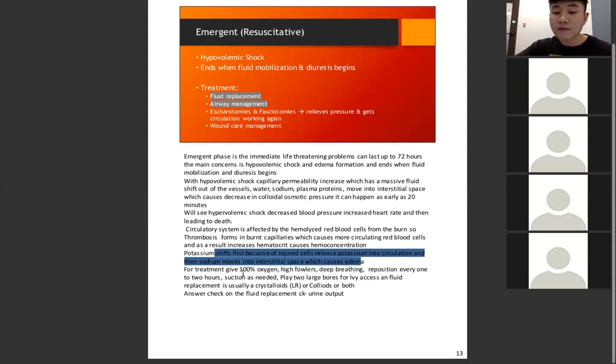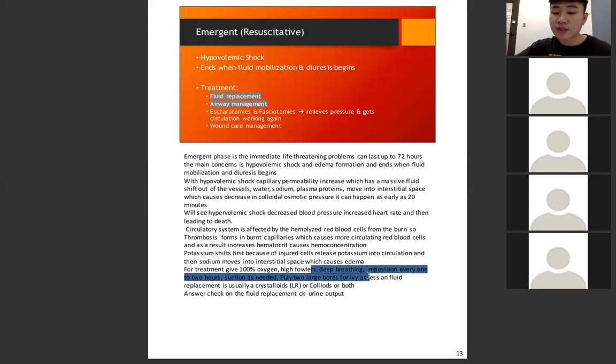For treatment, we give 100% oxygen, high flow, deep breathing, reposition every 1 to 2 hours, suction as needed, and place 2 large-bore IVs for access. Fluid replacement is usually crystalloid, lactated Ringer's, or colloids, or both. Answer: check on the fluid replacement, check urine output.